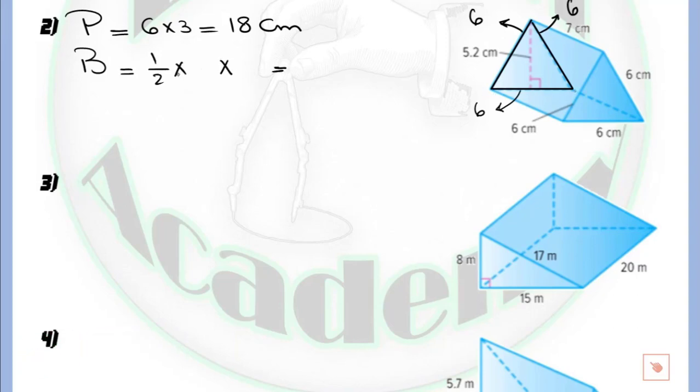The base is equal to 6, and the height is equal to 5.2. By multiplying, you will find that the answer is 15.6 squared centimeters. Now we need to find the surface area.